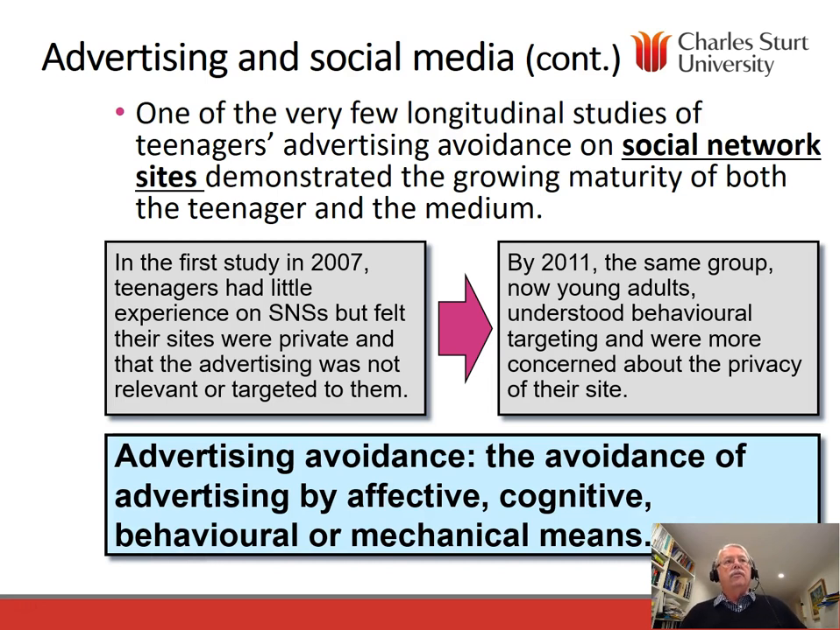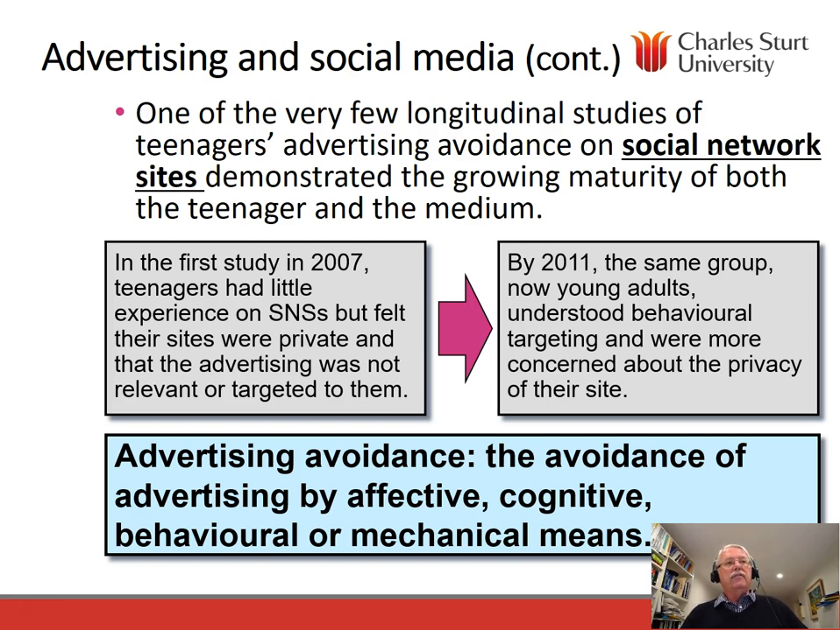One of the very few longitudinal studies of teenagers' advertising avoidance on social network sites demonstrated the growing maturity of both the teenager and the medium. Back in 2007, teenagers had little experience of social network sites. By 2011, the same group, now young adults, understood behavioural targeting and were much more concerned about the privacy of their site. We noticed that Facebook in recent years has increasingly focused on the privacy aspects and given users much greater control to modify their privacy settings.